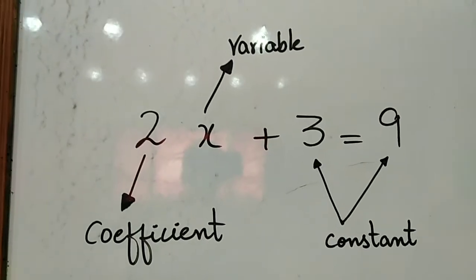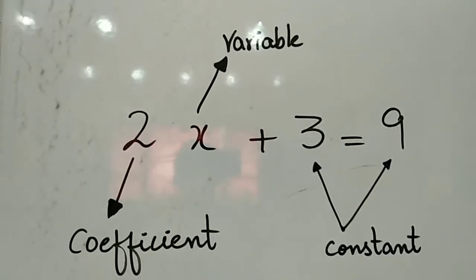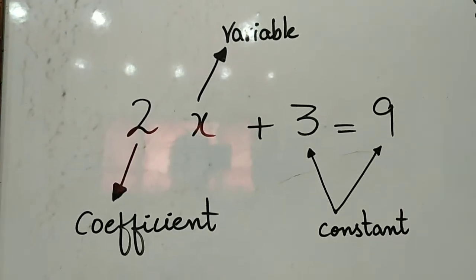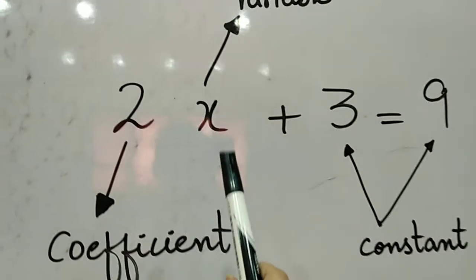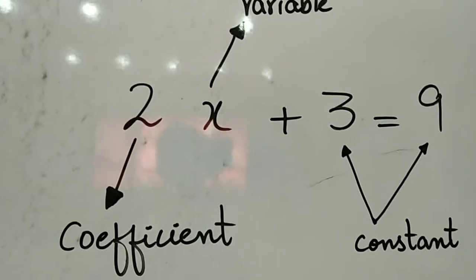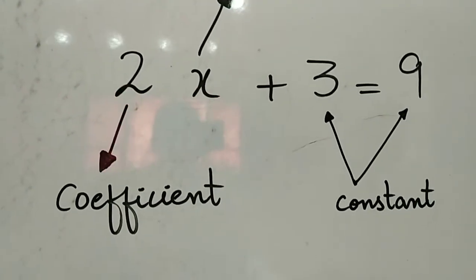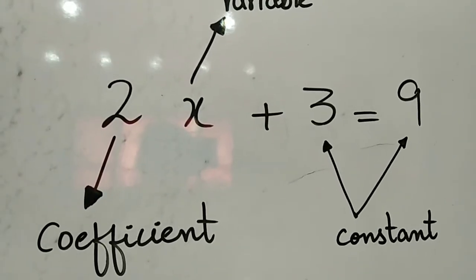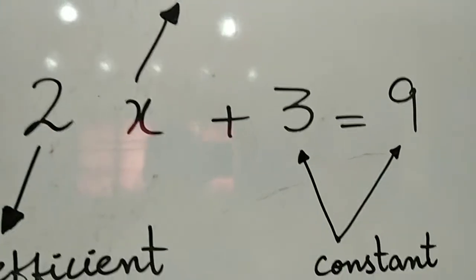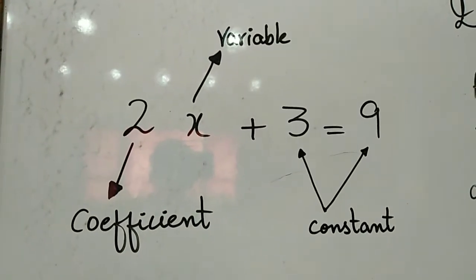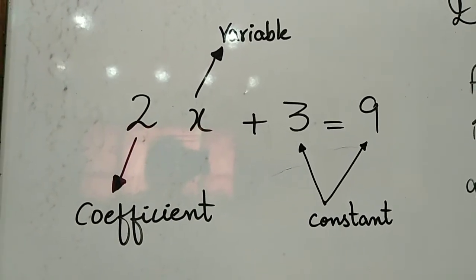Now we are going to explain its parts. The unknown quantities, that are x, y and z, are called the variables. In 2x, 2 is the coefficient of this equation, and the numbers that are free from x are called the constants. So in this equation, x is the variable, 2 is the coefficient, and 3 and 9 are the constants.